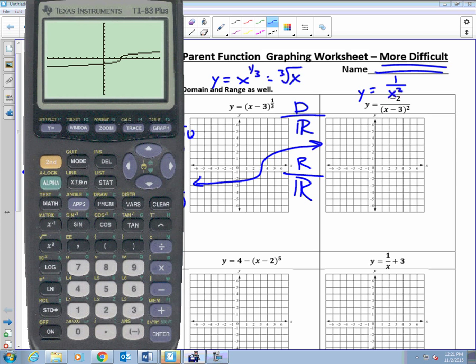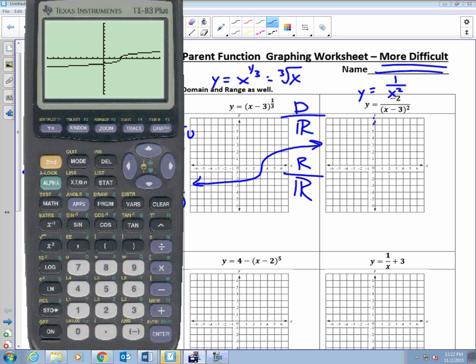But how about this negative up here? Is that negative on the outside or inside? It's on the outside, so will that be a horizontal flip or a vertical flip? Vertical flip. The 2 simply is a stretch by a factor of 2, and we're not going to worry about taking care of those type of things today. Don't worry about that constant on top.